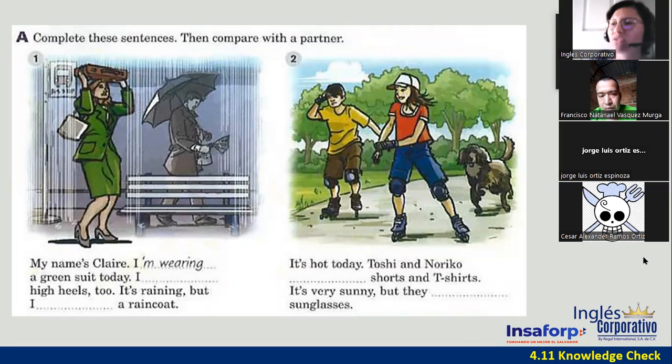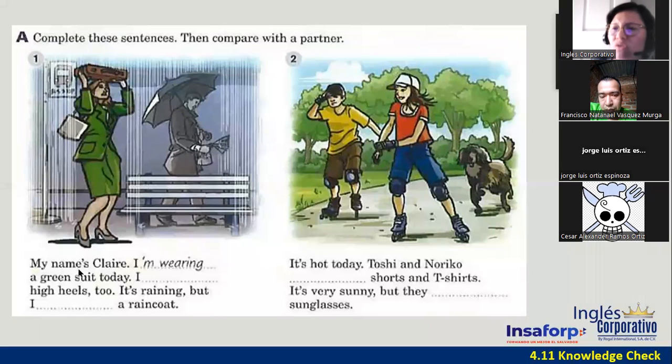¿Ok? So, pretty much what you have to do is just to include the verb to be and the present continuous. Solo usamos un verbo en todas las oraciones. ¿Y cuál es el verbo? Wear. Okay, wear. So, my name's Claire. I'm wearing a green suit today. And then we have I, and there's a space here, and then high heels too. It's raining, but I, blank space, a raincoat.